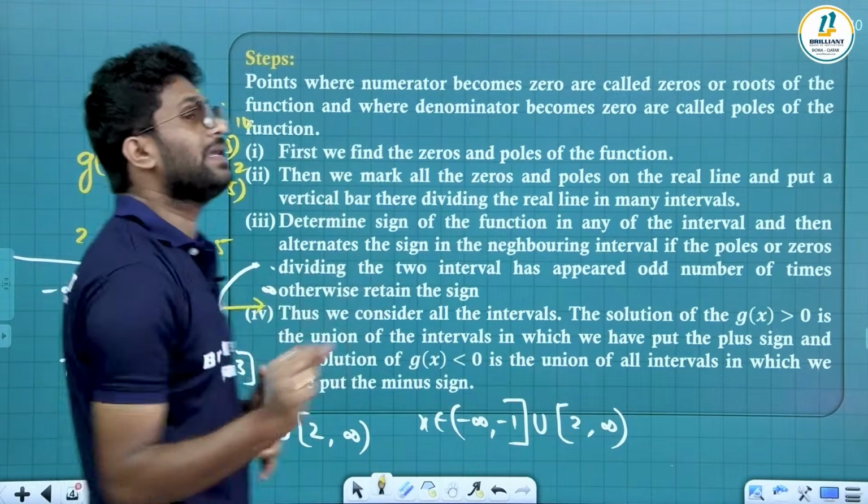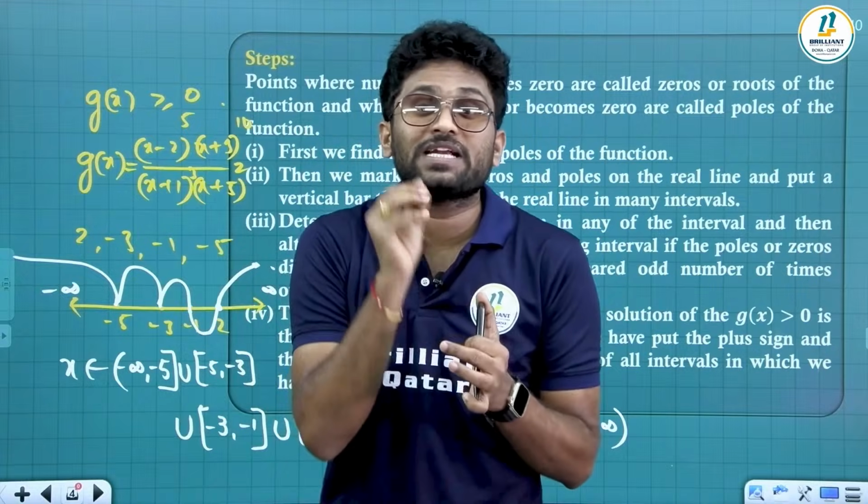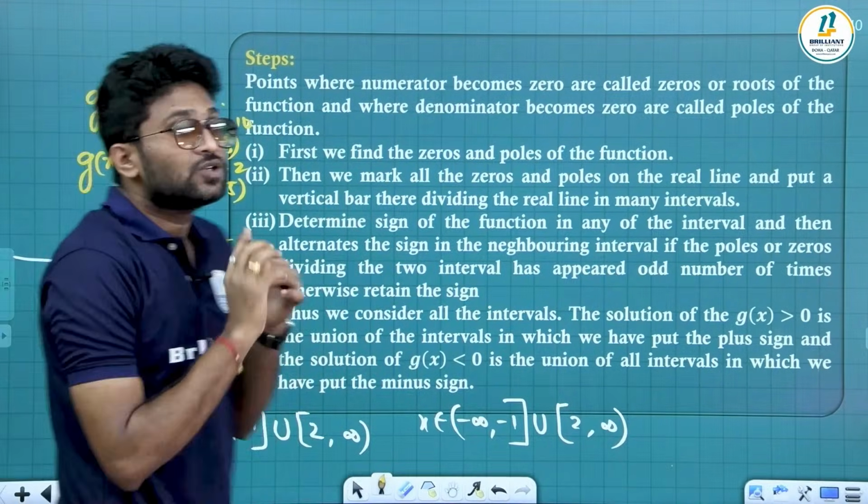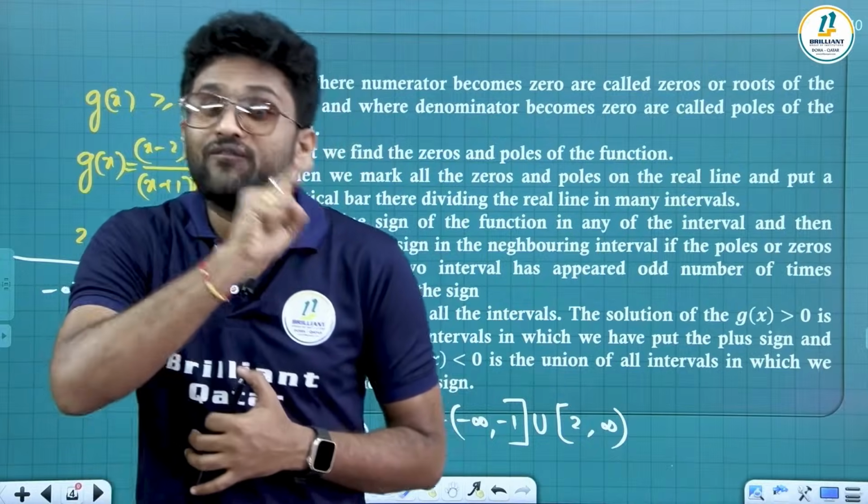Denominator poles shouldn't be included. That means these -1 and -5, the denominator poles, should never be included in the solution.